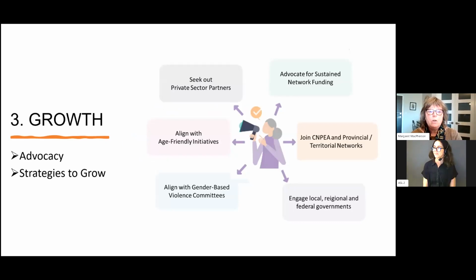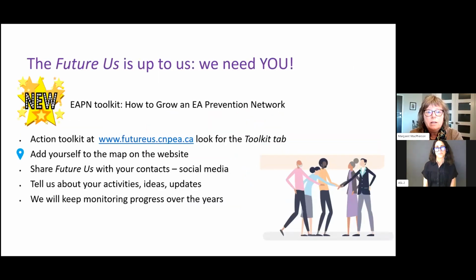And then the final section is about growth. And I think a big part of this is about advocacy. So there are a number of ideas here about ways in which networks can advocate for change in their communities, but also think about your strategies for growth, how you want to develop. The future us is up to us, and we absolutely need people to be engaged with us. So the toolkit is the next step for Future Us in terms of contributing new resources, and you can find it at the website. It's available to be downloaded now.